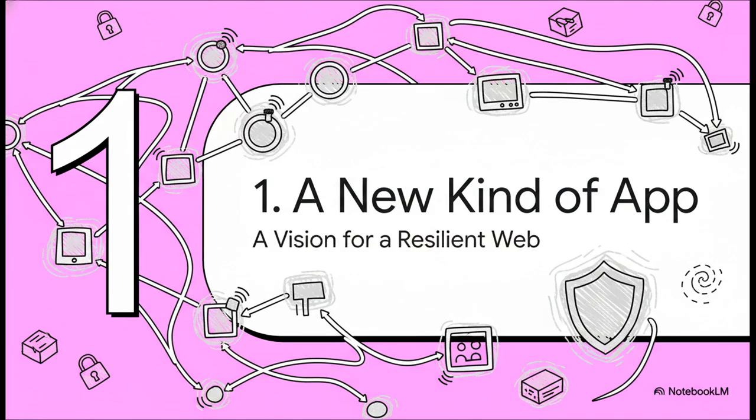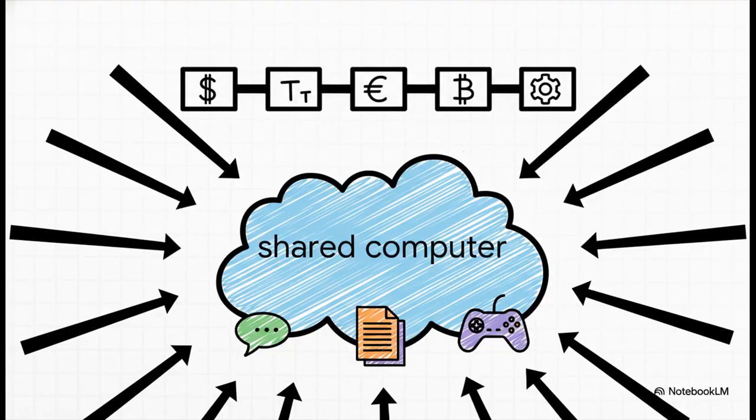Section 1, a new kind of app. This is all about the vision for a much more durable, resilient web. Now, this is super important. The second you hear decentralized, your brain probably jumps straight to blockchain, right? Well, Freenet is doing something different.